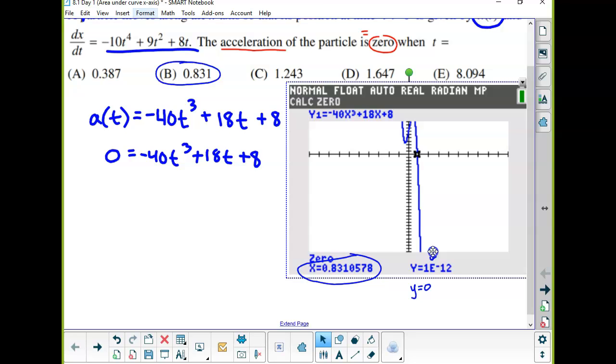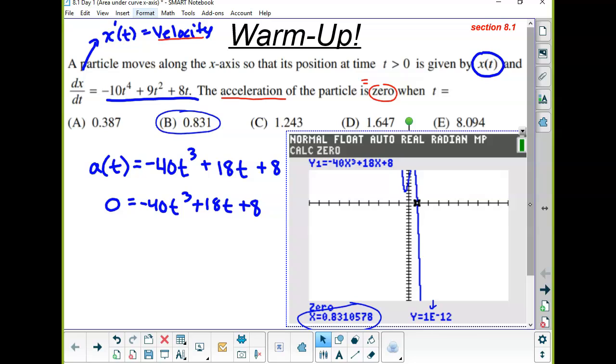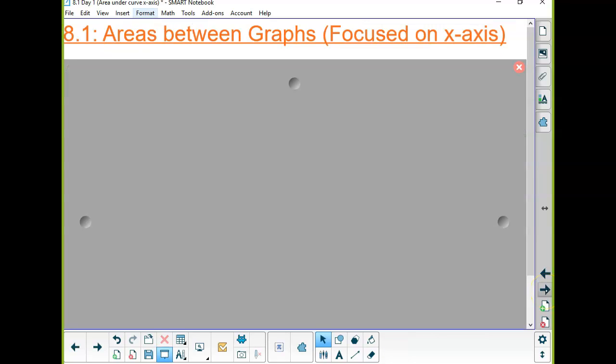Alright, so kind of a good review, just talking about derivatives, and even though they give you a differential equation here, you still want to think about what's the meaning of it. Why did they give that to me? And what does it mean, and how do we use it?